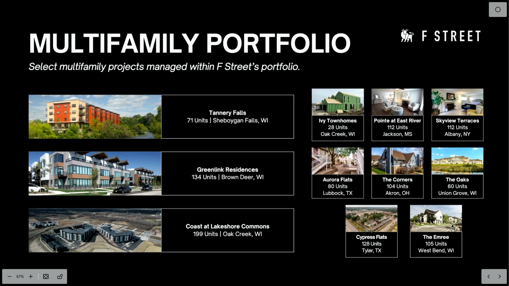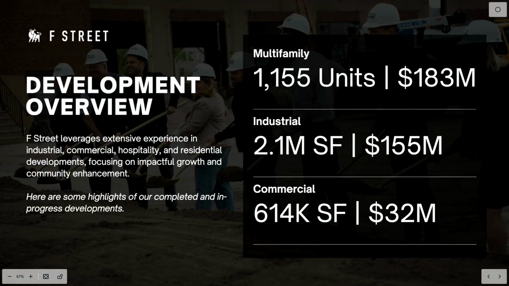But just a little bit about our current portfolio. So we've got 1,155 units in our portfolio. We've got 2.1 million square feet of industrial and about 614,000 square feet of commercial. We are focused on this portfolio. We are growing in the multifamily and the industrial category significantly. We're really excited about what we've already done, but we're more excited about what we're doing. And we appreciate your consideration, obviously.